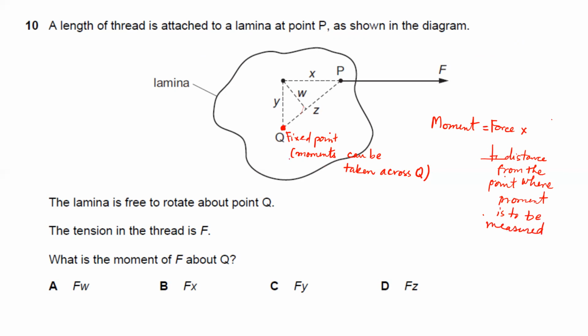Okay, so we are going to measure the moment across Q. The overall value of this moment will be the distance y multiplied by the force F. So moment will be force F multiplied by this perpendicular distance y. So Fy, units will be, remember, newton meter. So which one looks the best? Fy is this. So answer C will be our best choice.